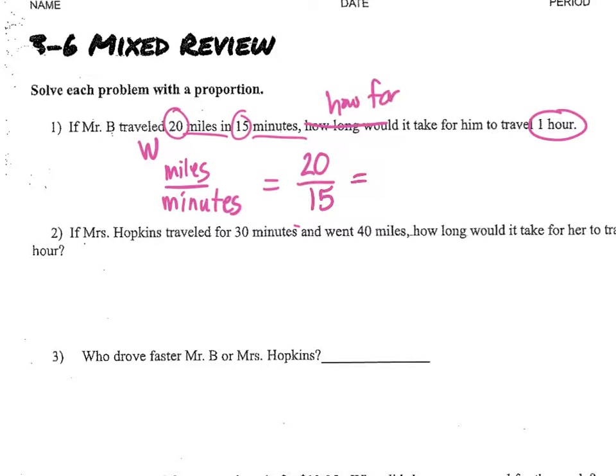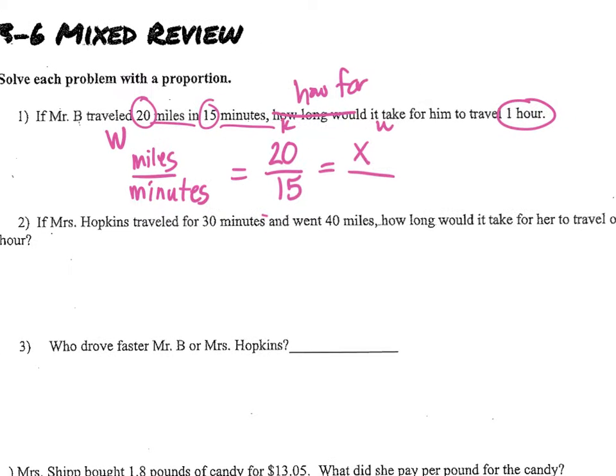And what I don't know, so that's what I know. Here's what I don't know. I don't know how far he can go in an hour. But here's the thing. I'm comparing miles to minutes, not miles to hours. So I can't put 1 underneath that X because that would mean I'm talking about 1 minute. So I have to convert this 1 hour to minutes. So 60 minutes in an hour. So on the bottom, I'm going to put 60 because it said 1 hour, but we're still talking about minutes.